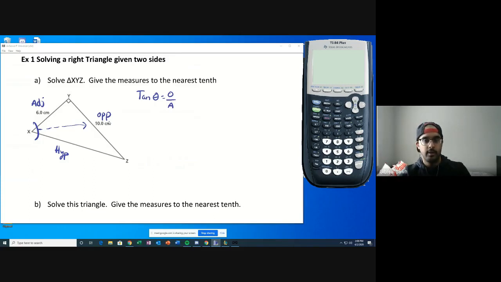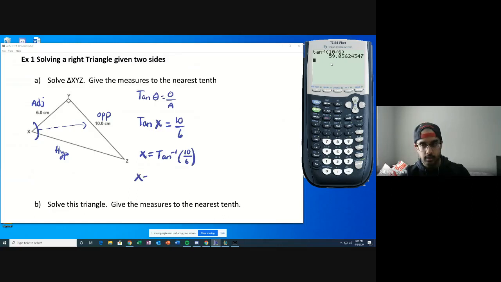If we fill in the stuff that we know, instead of saying theta, let's call it x, since that's the one we're trying to find. So the tangent of x is equal to the opposite side length of 10 divided by the adjacent side length, which is 6. Now again, if I'm looking for an angle, I need to do the inverse of whatever this trig function is. So that's going to be inverse tangent. So we're going to write x is equal to the tangent inverse of 10 over 6. And that's what's going to go in our calculator. So second tangent, 10 divided by 6. Enter. There's our angle for x.